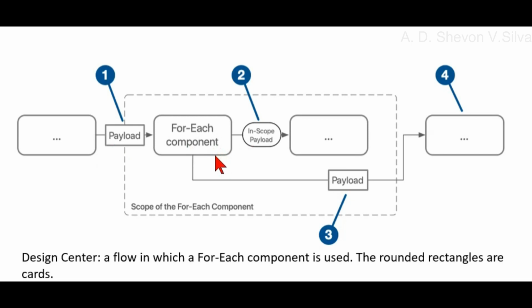A card uses the payload of a flow for each component. The payloads consist of a collection of elements. For each component divides the collection into separate elements. It then sends each element serially to the first component, connector or module that is in its scope. Each element is treated as a payload within the scope.